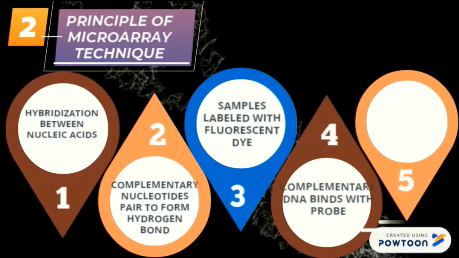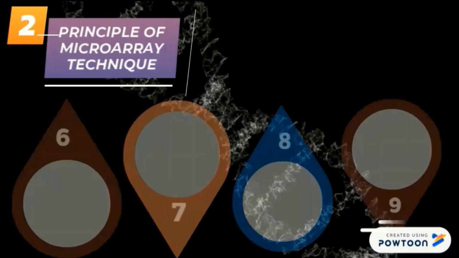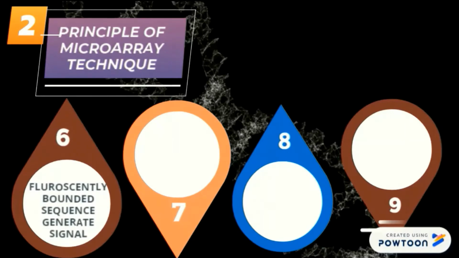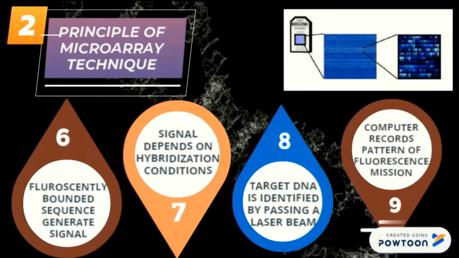At least two samples are hybridized to the chip. Complementary nucleic acid sequences between the sample and the probe attached on the chip get paired via hydrogen bonds. The non-specific bonding sequences remain unattached and will be washed out during the washing step of the process. Fluorescently labeled target sequences that bind to a probe sequence will generate a signal. The signal actually depends on the hybridization conditions, for example, the temperature, washing after hybridization, etc.